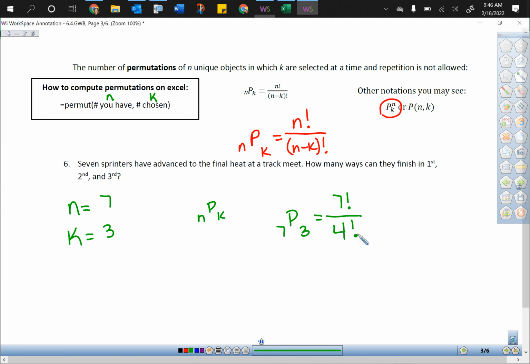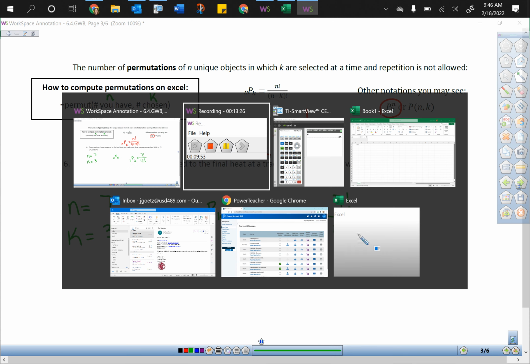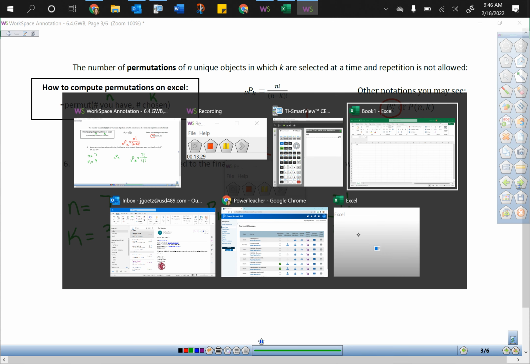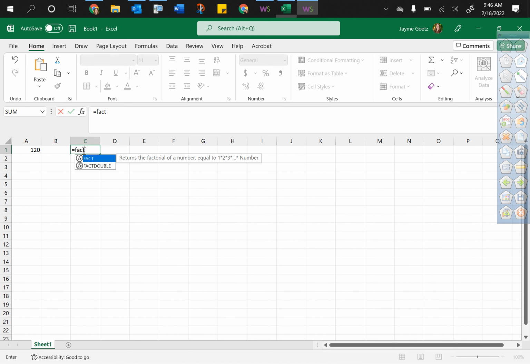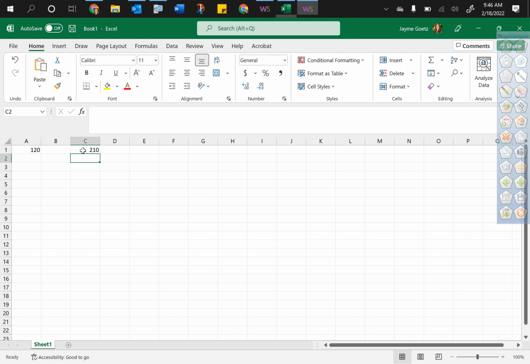4 factorial. Now, in your Excel, you can type this in 2 different ways. You can type it in like this: equals factorial of 7, close your parentheses, divided by factorial of 4, and that'll get you the answer.